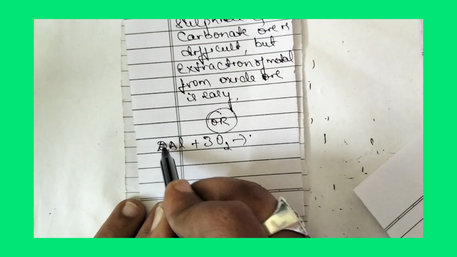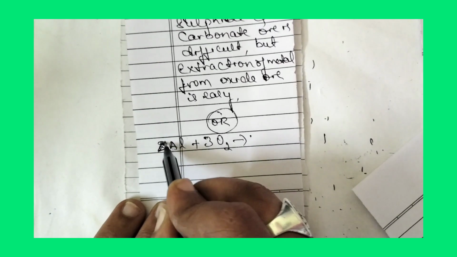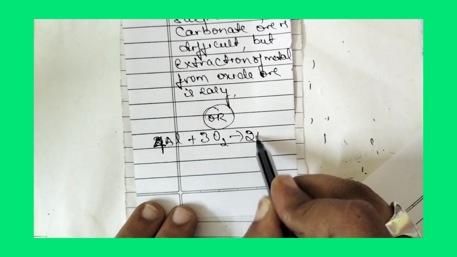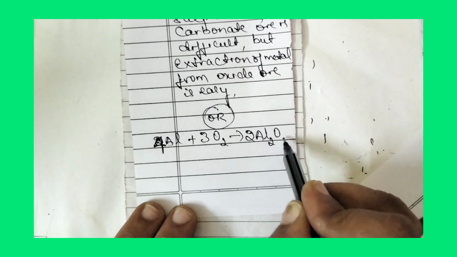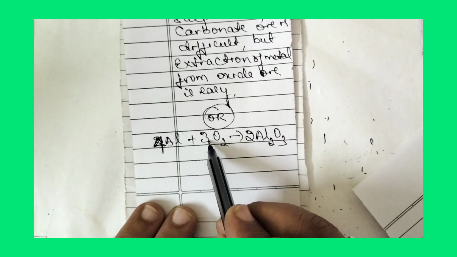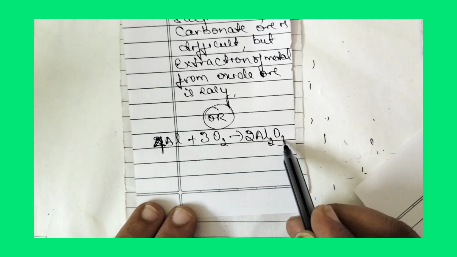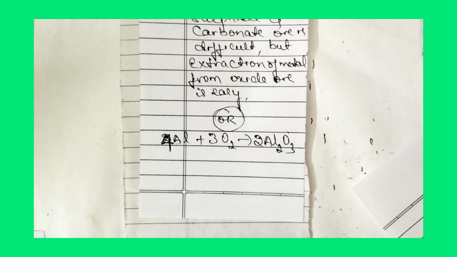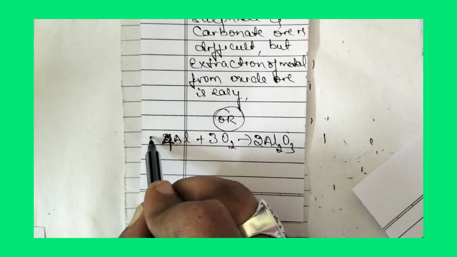so let us take 4Al. 4Al plus 3O2 gives rise to 2Al2O3. So 4Al, 2 2s are 4Al, 3 2s are 6, 2 3s are 6. So 4Al plus 3O2 gives rise to 2Al2O3. Aluminium reacts with air to form aluminium oxide. This is called aluminium oxide. This is for A question.